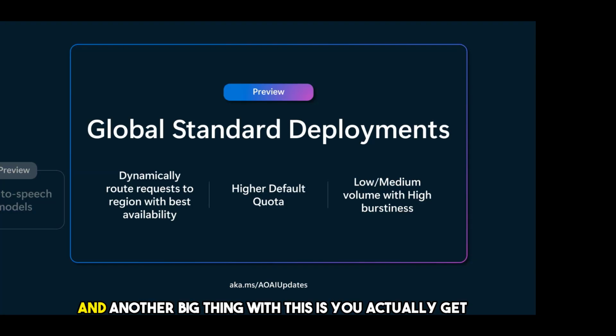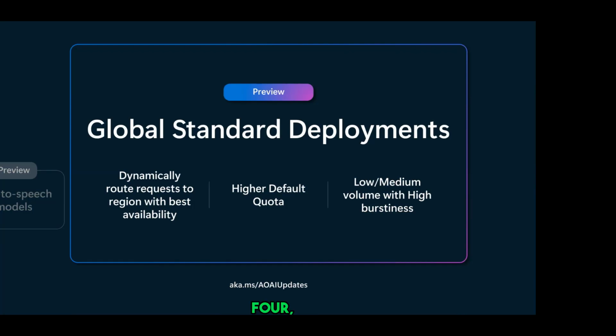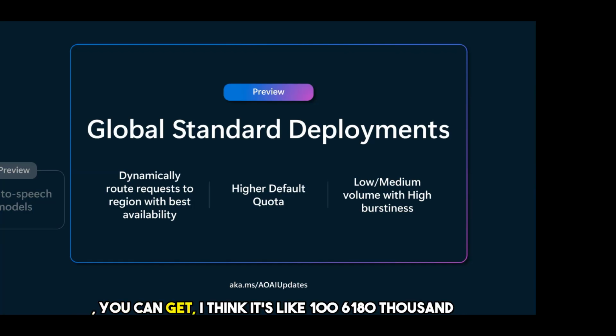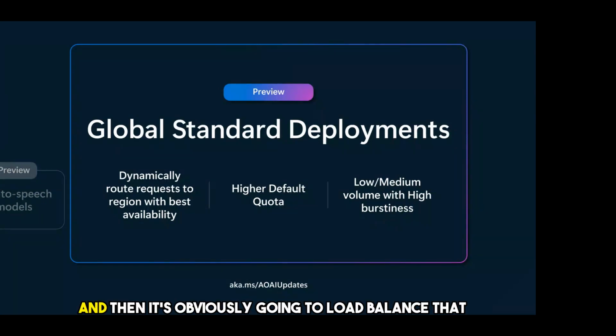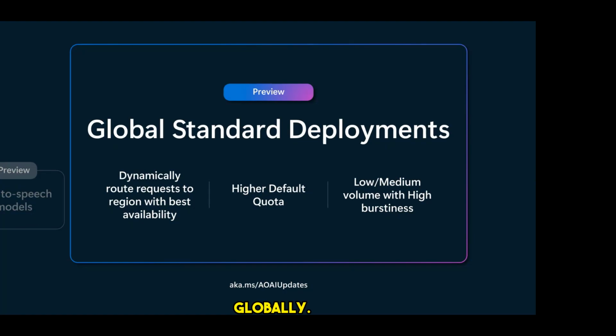And another big thing with this is you actually get higher quota. So for example, if we think about GPT-4, you can get, I think it's like 160 or 180,000 tokens per minute quota, which is pretty high. But with global standard, you can get up to 100 million. So that is pretty cool. And then it's obviously going to load balance that globally.